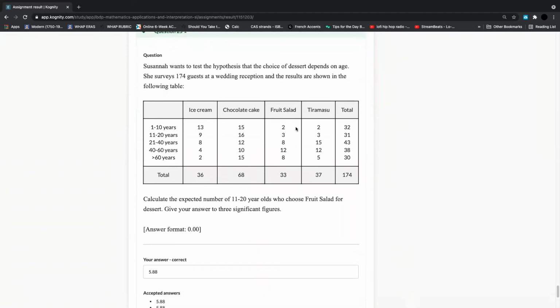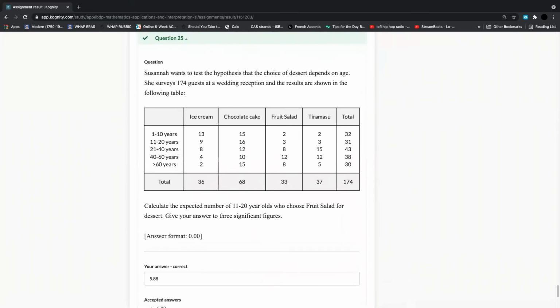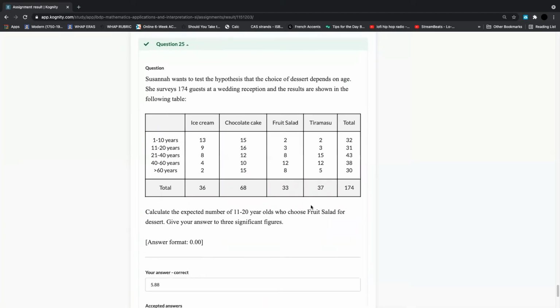25. This is an expected frequency question, which is also one of my favorite types of questions. Number 25. Susanna wants to test the hypothesis that the choice of dessert depends on age. Again, 2 different variables, chi-square test of independence, even though I don't think that's really relevant to the question, but I just want to put that out there.